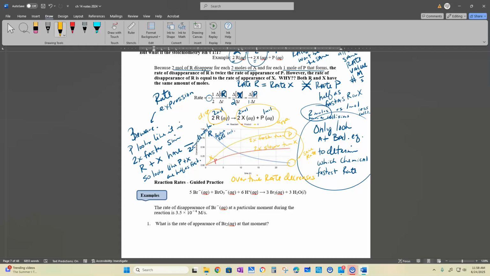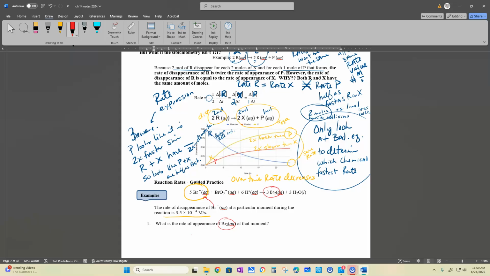Okay? Let's say the rate of disappearance of Br negative, so we're looking at this guy right there, says that the rate is 3.5 times 10 to the negative 4 M over s. Okay? Seems pretty slow. But how does it compare to Br2? Okay? So we're going to do this guy in red. I like stoichiometry. Stoichiometry always works for me.